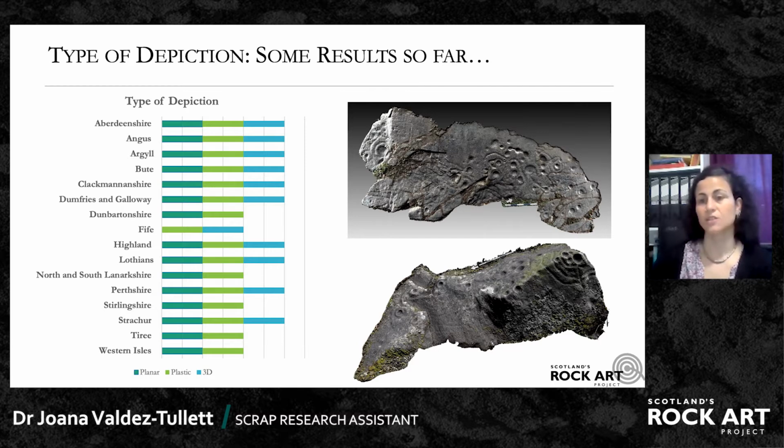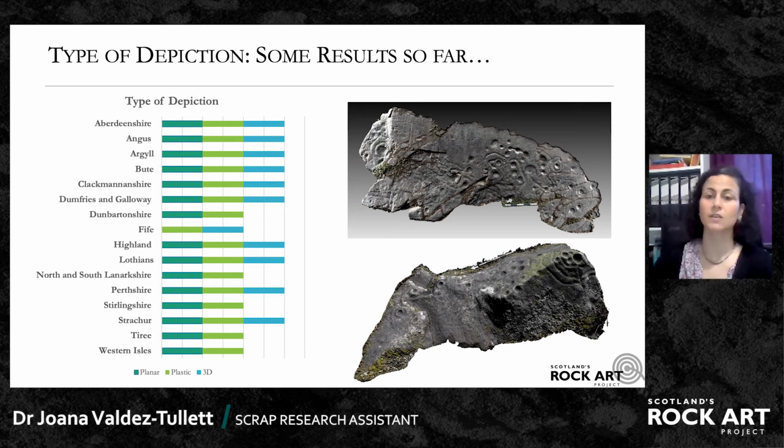This presence-absence chart is showing us that the three types of depictions have been identified in almost all the study regions. The planar and the plastic depictions are clearly the preferred carving types, but there are obviously some biases here in terms of the data, because for instance, in one region, we're only considering 3 panels recorded so far.